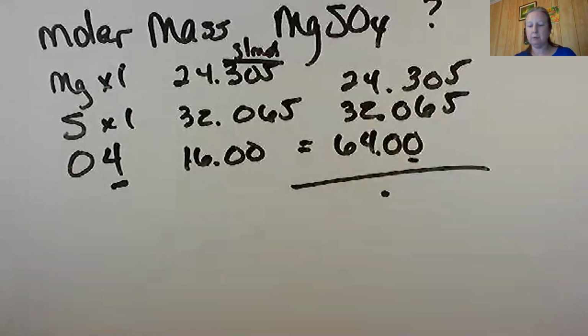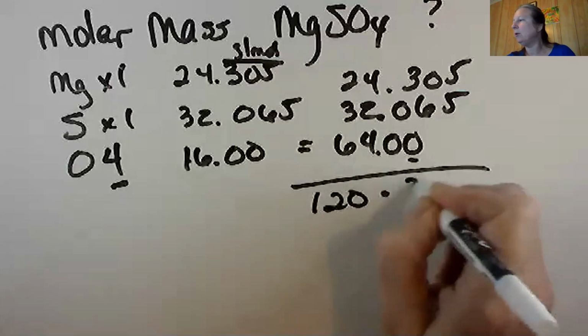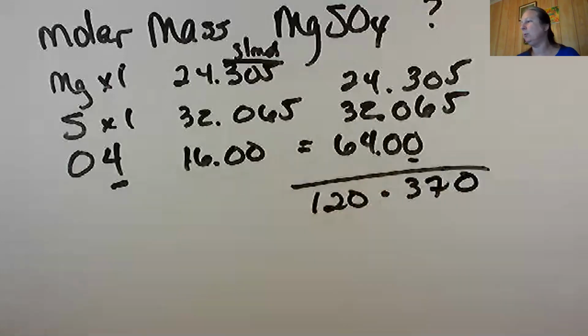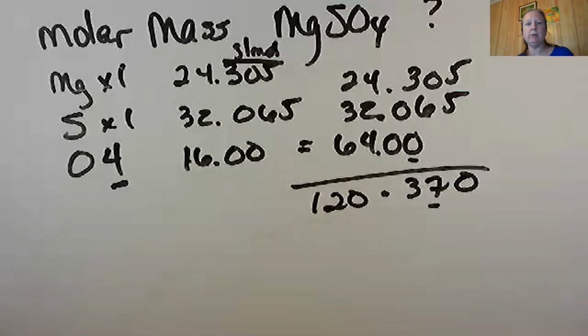So I can use my phone for this one. So I said 24.305, 32.065, and 64. And I end up with 120.37, and if you were doing this by hand, you would bring that one down too. But you're only going to give your answer to that decimal place.